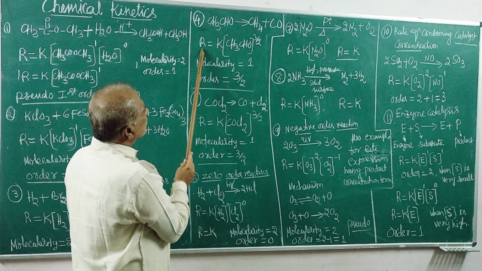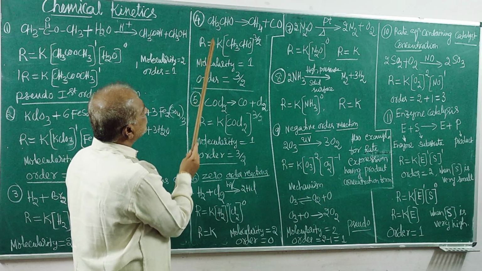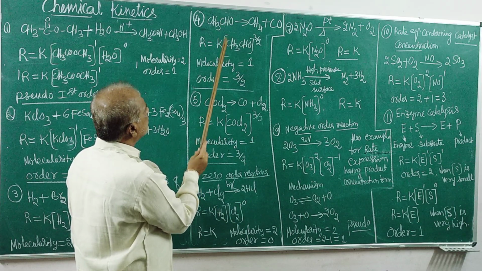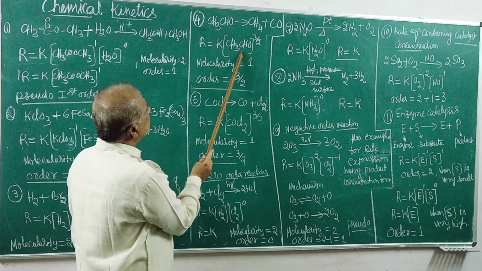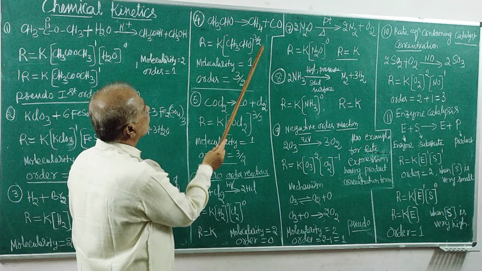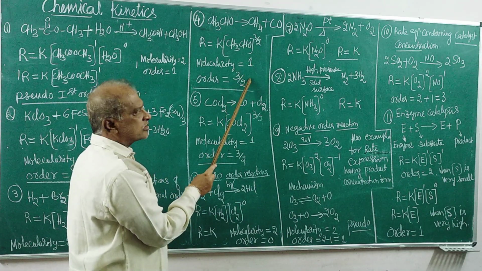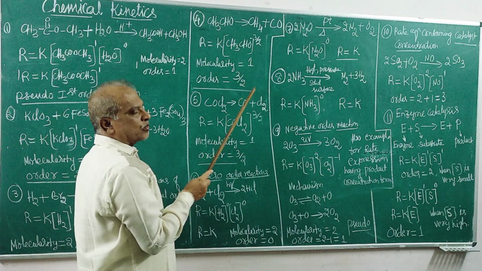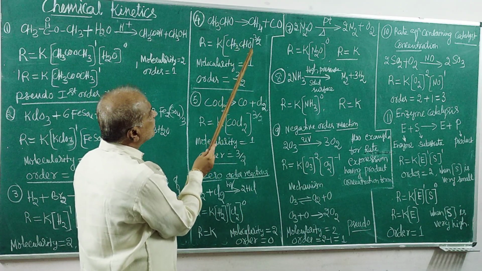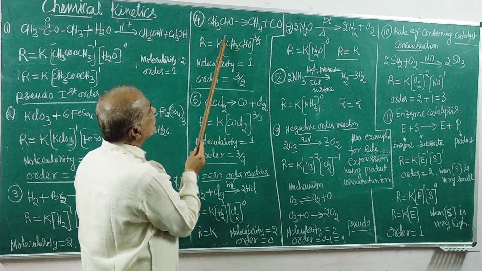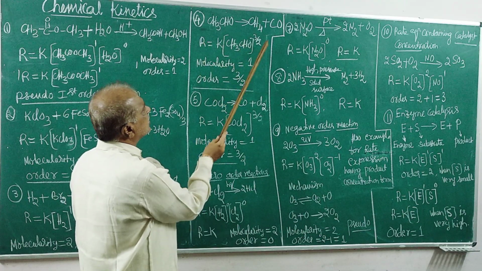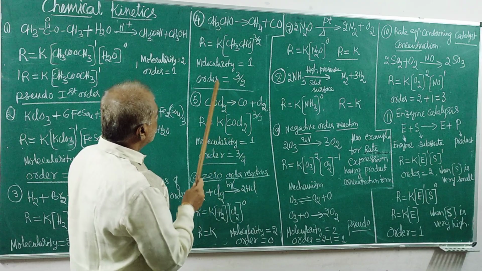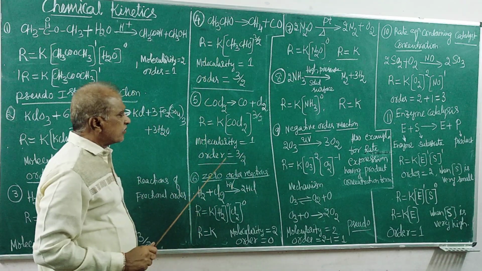The experimental rate equation for this reaction is rate equals rate constant into concentration to the power of 3 by 2. More than 1, 1.5 it is. It is not 2, it is a fraction. More than 1, less than 2. So that is the effect of magnitude of concentration on this rate. What is the effect now? 3 by 2. So he says the fractional order.